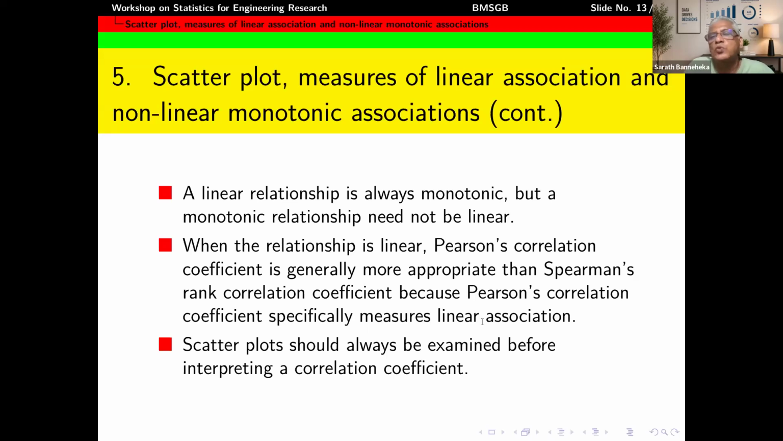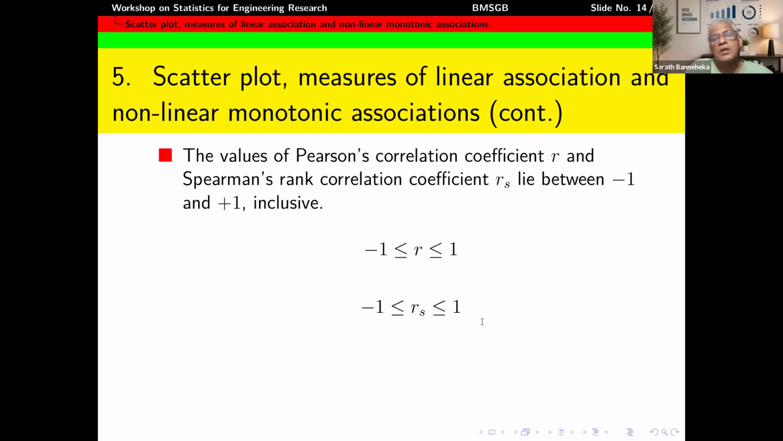So that may not be the most suitable correlation coefficient in that situation. Therefore, the recommendation is to explore the scatter plot first, and then based on that, decide which type of measures are suitable. So scatter plots should always be examined before calculating and interpreting a correlation coefficient.